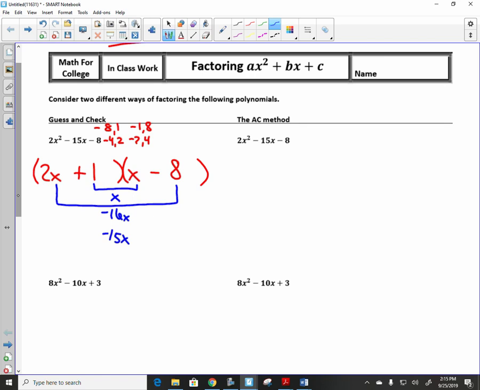Now, suppose that you didn't come up with that right away. What's another way to do it? It's called the AC method. We call it AC because we take A and we multiply it by C. So what's 2 times negative 8?